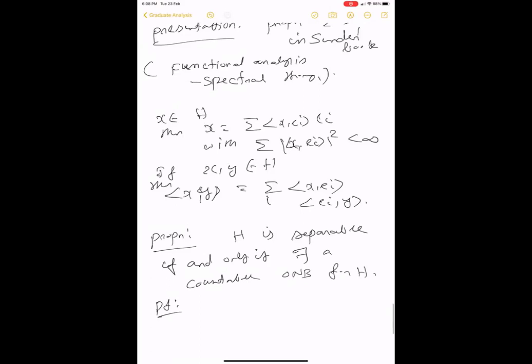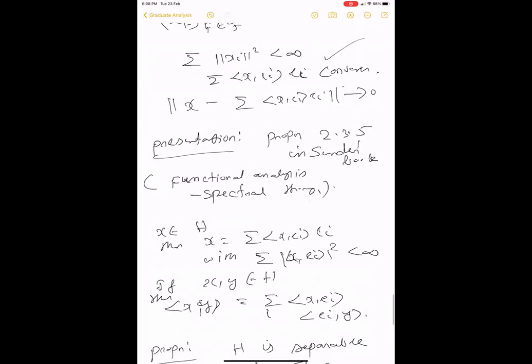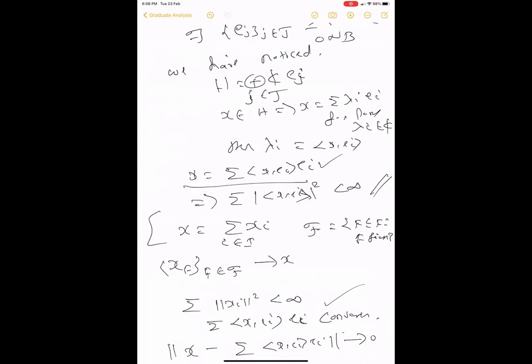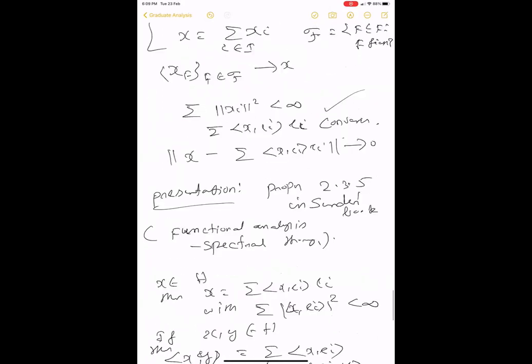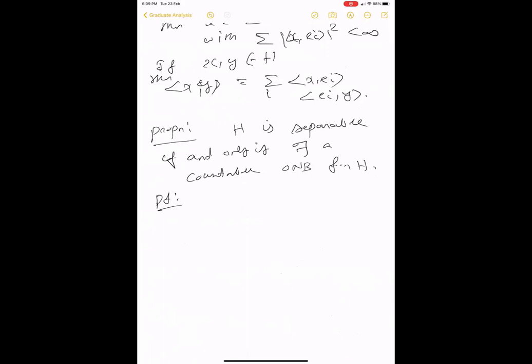We have already said that if you have an orthonormal set, then you can extend it to an orthonormal basis. So we always have some non-empty orthonormal set: you just take one element and divide it by its norm. So there always exists an orthonormal basis for a Hilbert space H. We don't need to talk about existence. We only have to prove that the orthonormal basis is countable.